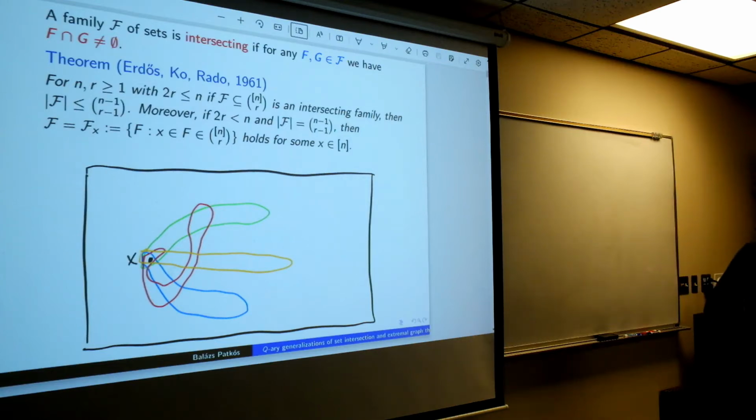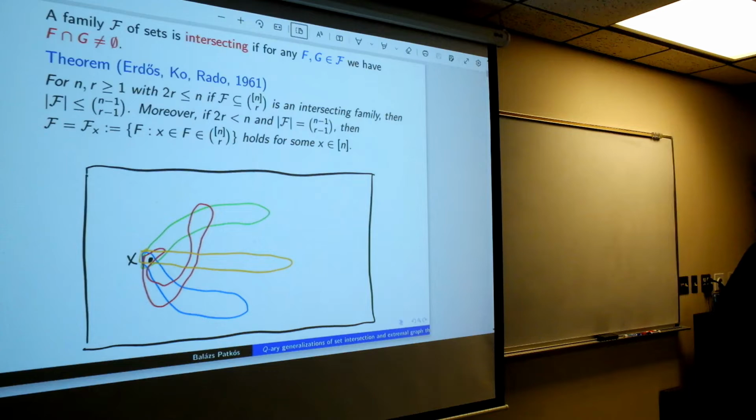Okay, and the basic result of Erdős–Ko–Rado from 1961 says that if n, the size of the underlying set, is large enough, so at least two times the size of the sets that we are about to gather, then the best we can do is this: take our favorite element of the ground set, say x, and consider all the r-sets that contain this particular element. Then clearly every pair of sets will intersect because of x. Maybe there will be some other intersecting elements, maybe not, but definitely x will be there.